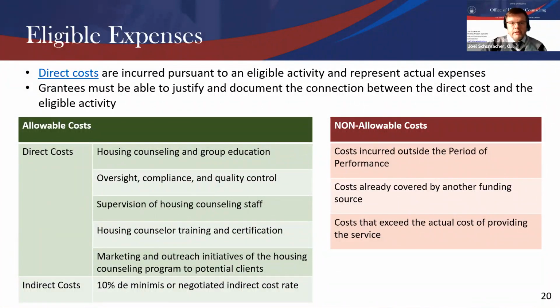I want to note that some costs will not be allowed. Costs that are incurred outside the period of performance are not going to be reimbursed. Obviously, you can't double bill, so costs that are already covered by another funding source, whether it's another grant, passed through from a state organization, or maybe program income you receive. You can't bill twice for the same services, obviously. And any costs that exceed the actual costs will not be allowed. There's no making a profit off of this grant.